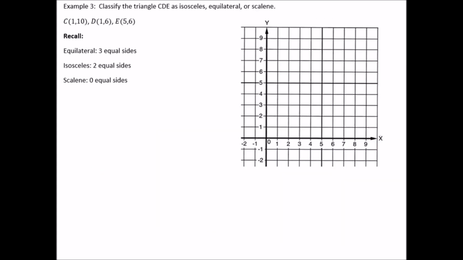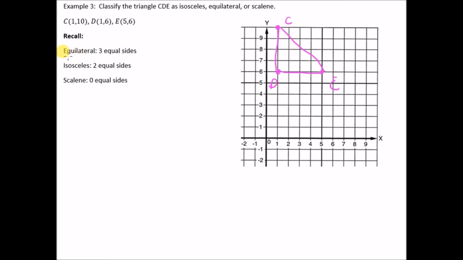Okay, example 3. What we're going to do now is classify the triangle CDE as isosceles, equilateral, or scalene. So let's go ahead and graph CDE. C is (1, 10), D is (1, 6), and E is (5, 6). In this triangle, we could count at least two sets of boxes, like C, D, and then D, E. But we want to do this algebraically, because if we're not given nice coordinates like this, we want to be able to do it using the distance formula.